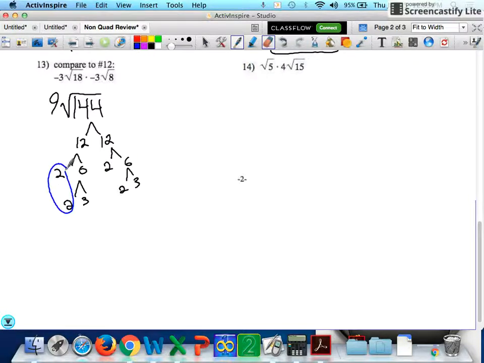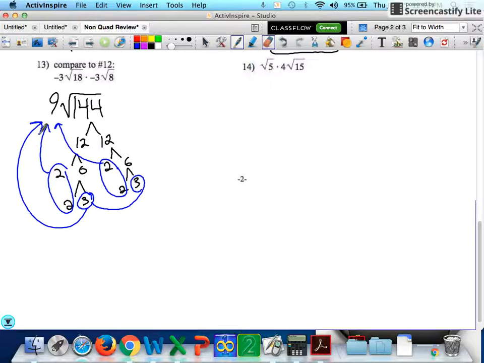There's a pair of 2s. There's a pair of 2s. And look here. We have a pair of 3s. It doesn't matter they're not next to each other. It's still a pair of 3s. Double check to make sure you didn't leave anything behind. Look at the very tips of the tree. Everything's accounted for, and everything's coming out. That's because 144 is a perfect square.